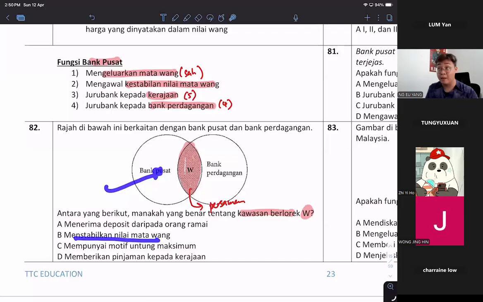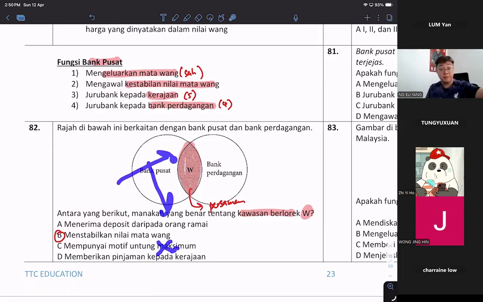So untuk menstabilkan nilai mata wang, that's why bank perdagangan sometimes is going to help the bank pusat control the nilai mata wang by listening to the instructions of bank pusat to increase or decrease the kadar faedah. So that's why the answer is B. Very obvious. So C is definitely not true because bank pusat is part of kerajaan, never trying to memaksimalkan keuntungan. It's trying to memaksimalkan kebajikan masyarakat by serving the government, kerajaan, and then servicing the bank perdagangan, trying to help them keep the rizab statutori and rizab tunai.